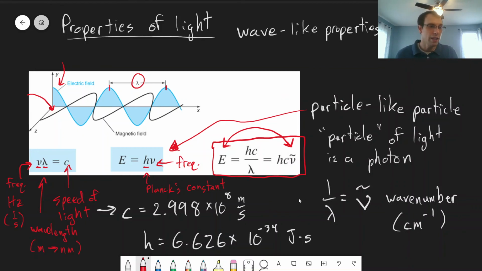And in theory, there is no limit to the values of the wave number or wavelength or frequency, right? These values can take a lot of different possibilities. And in the next video, we'll look at the different regions of the electromagnetic spectrum and what sort of properties of matter they address.